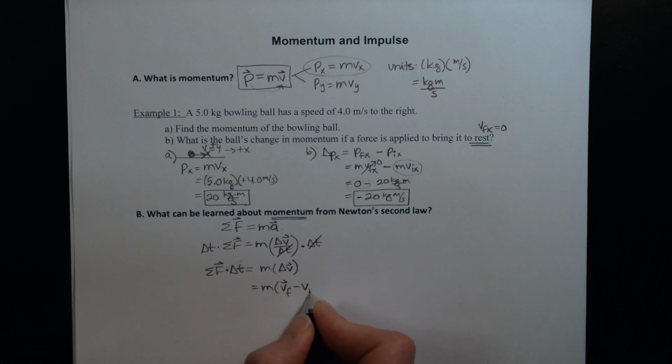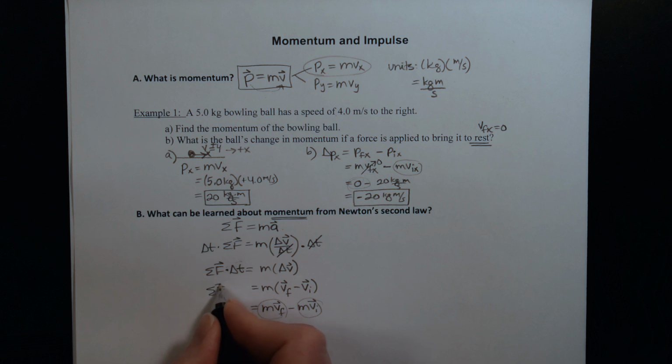Let's expand this further. Change in velocity is final velocity minus initial velocity. And expanding this even further, we have mv final minus mv initial. Now here we see momentum terms. So mass times v final, that is just the final momentum, and mass times initial velocity, that is just the initial momentum. And now we see this looks like a change, a final minus an initial, so this is the change in momentum. Now I'm going to carry down the left side to complete my equation.